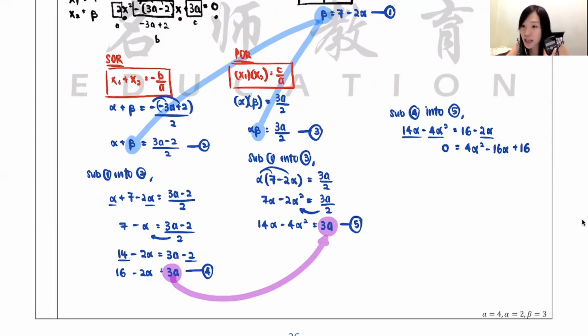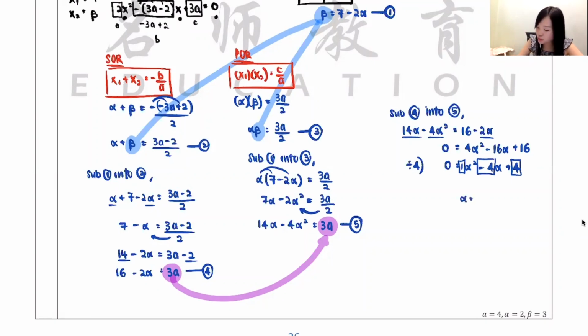Guys, always remember, even if you want to press the calculator, if you can simplify, you must simplify. So I think everything can divide by 4. 4 divided by 4, alpha square. 16 divided by 4, 4. 16 divided by 4, 4. Okay, I got this. Press calculator, mode, 1, right side 2. Your A is 1. Your B is negative 4. Your C is 4. Guys, what is your first answer?